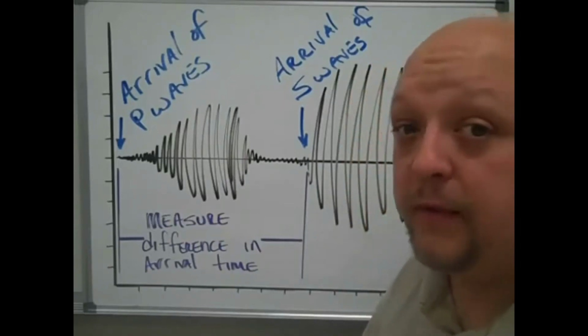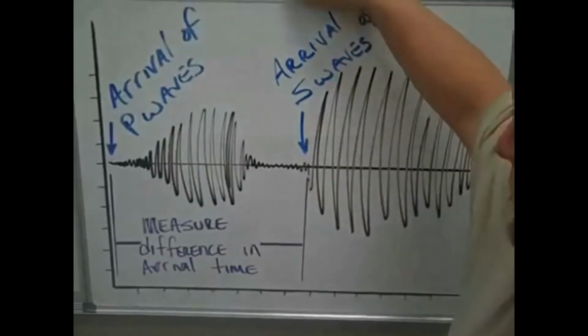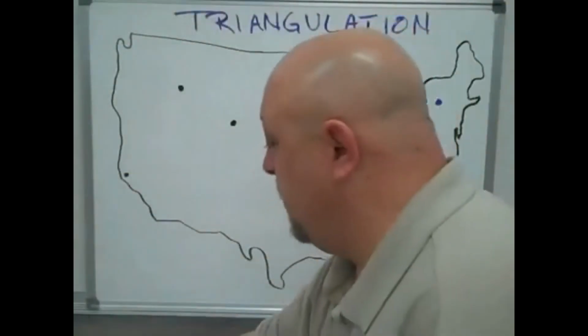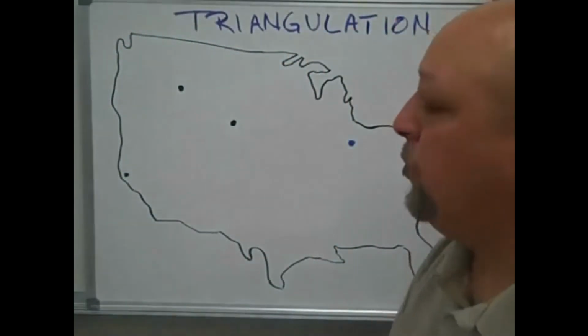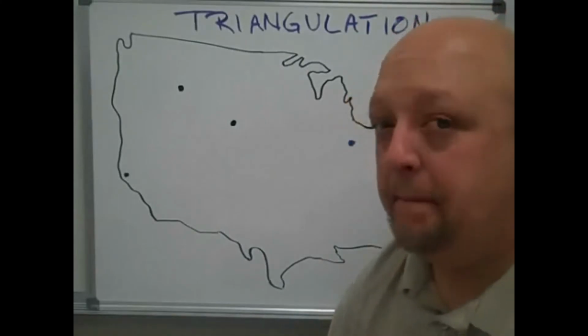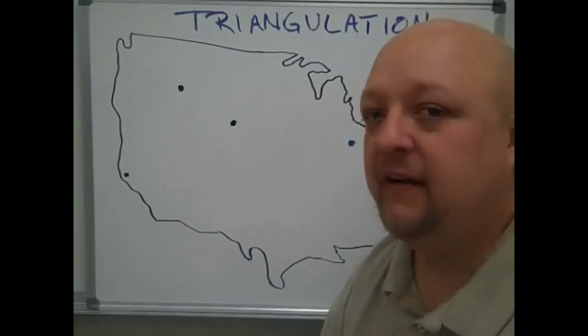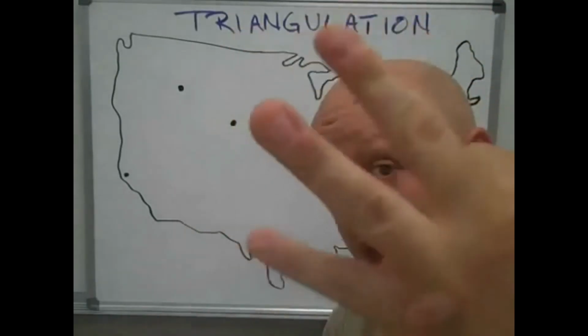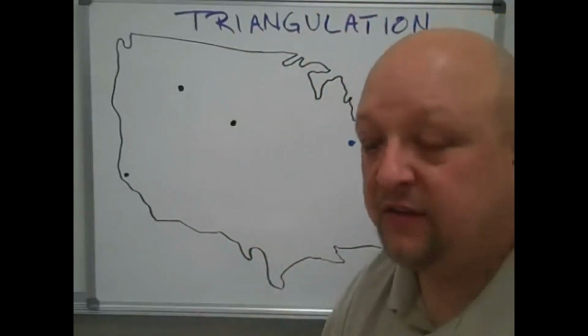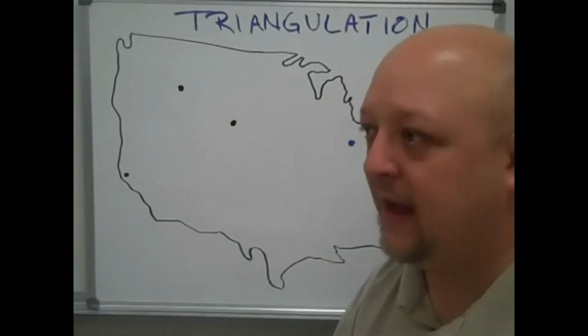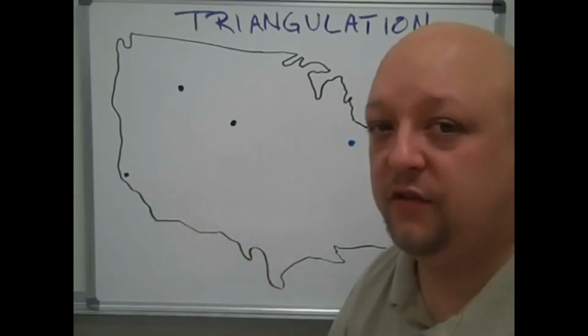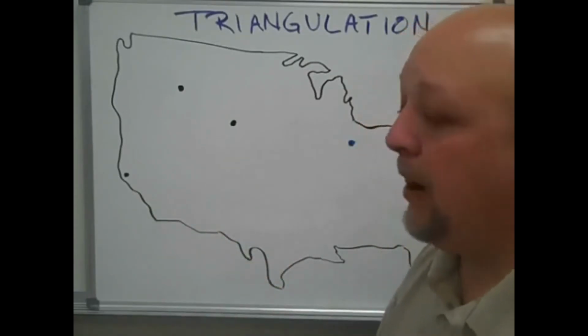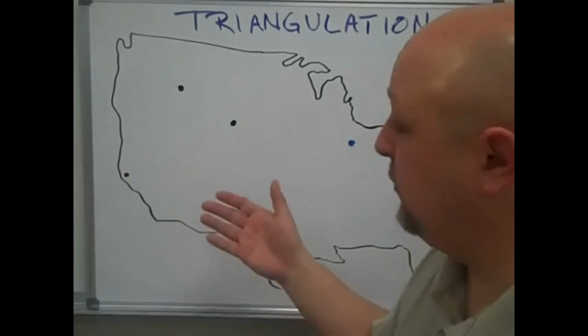So we're going to use something called triangulation. With triangulation, we're going to use a minimum of seismic data from three different seismic stations. Now, in reality, you're going to use a lot more than that, because the more seismic stations you use, the more accurate it's going to be. But we're going to show that there are three.